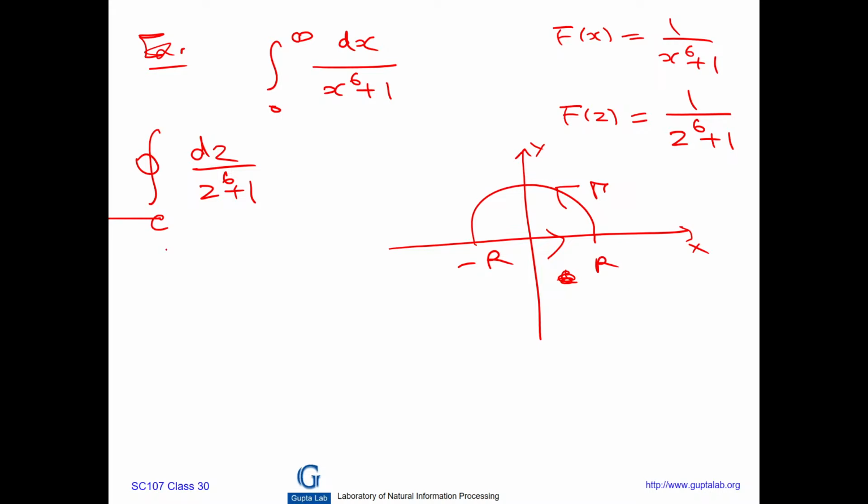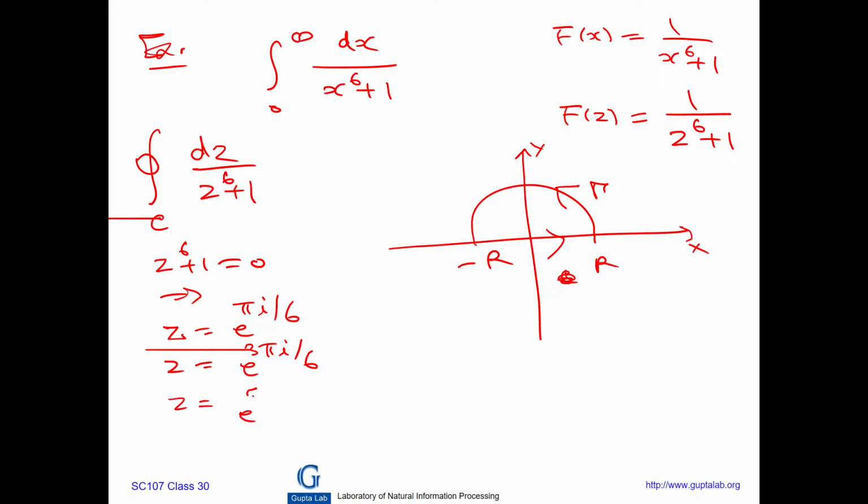So what I need to do, the denominator is z raised to power 6 plus 1. So z raised to power 6 plus 1 is 0 will imply that z is equal to e raised to power pi i by 6, z equal to e raised to power 3 pi i by 6, e raised to power 5 pi i by 6, e raised to power 7 pi i by 6, e raised to power 9 pi i by 6, and z equal to e raised to power 11 pi i by 6. These are the values you can find, right?